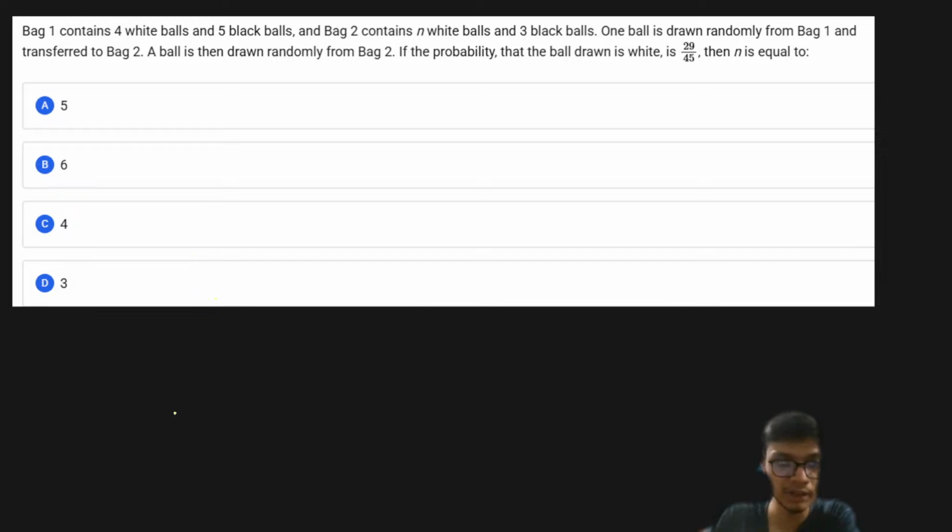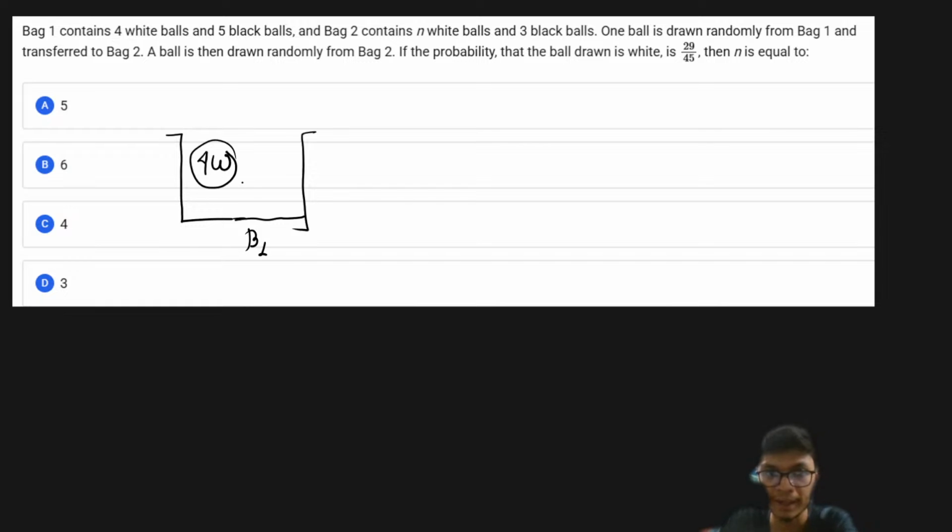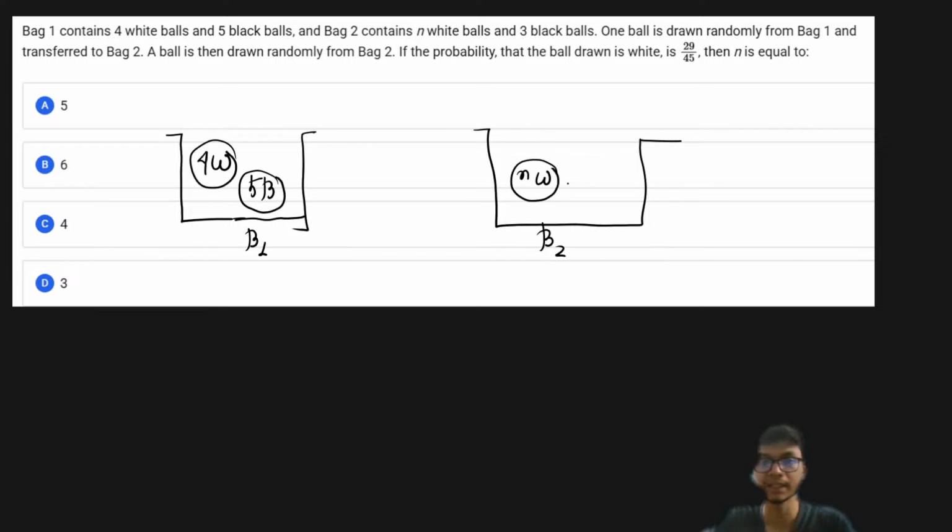Once we start solving this problem, it is always advisable to draw a diagram to make it easy, right? So let us say this is the bag B1, which consists of four white balls, where I'm denoting W as white, and five black balls as B, right? And I also have another bag, bag B2, which consists of n white balls and three black balls, right?